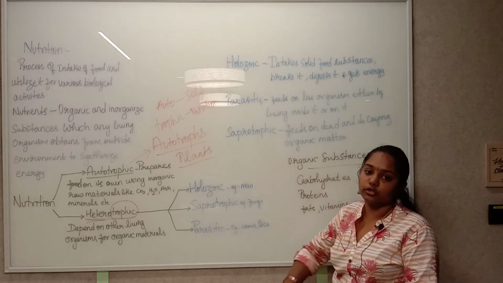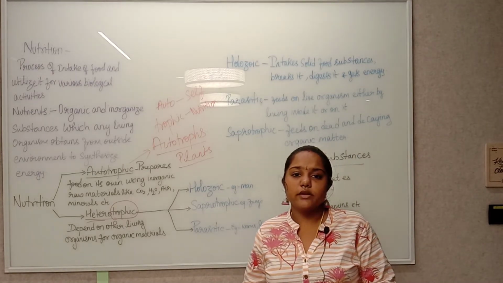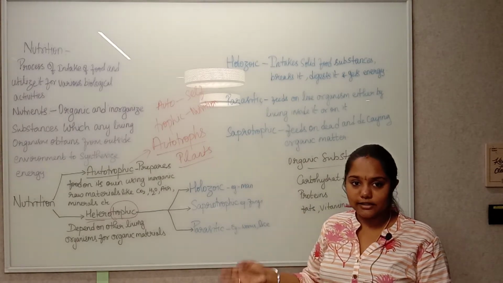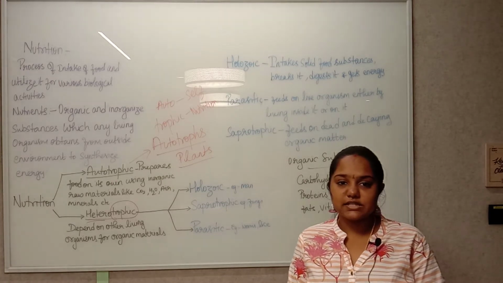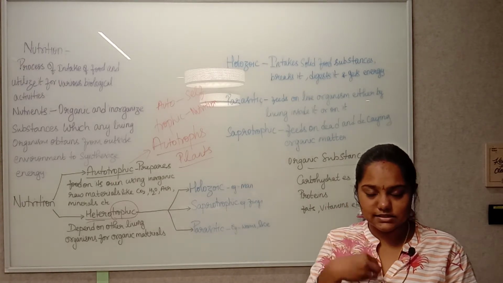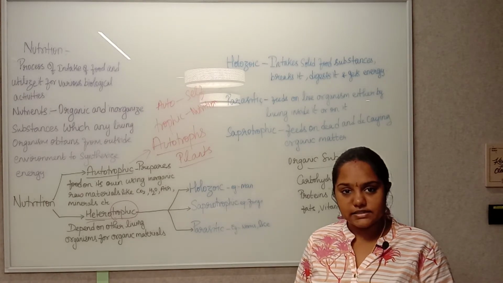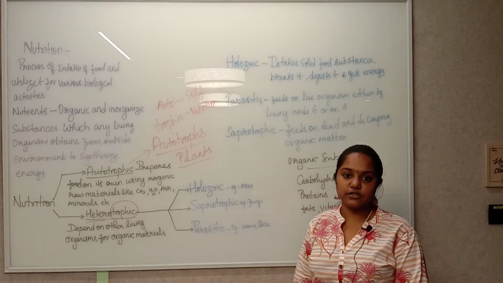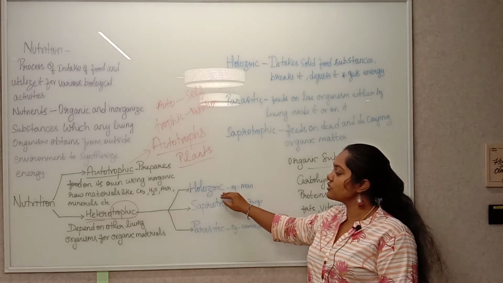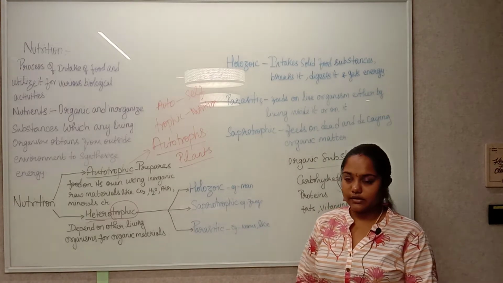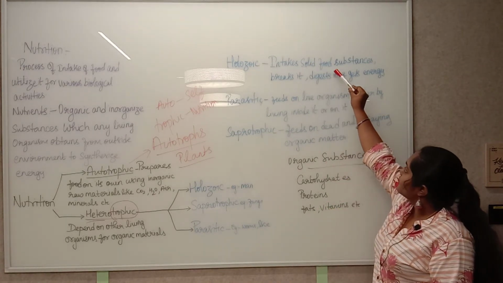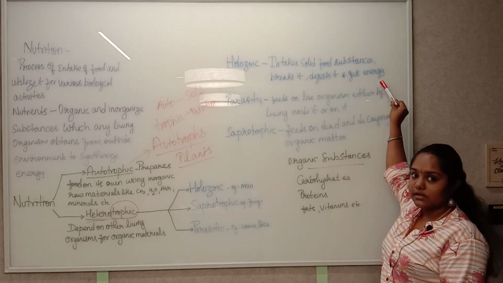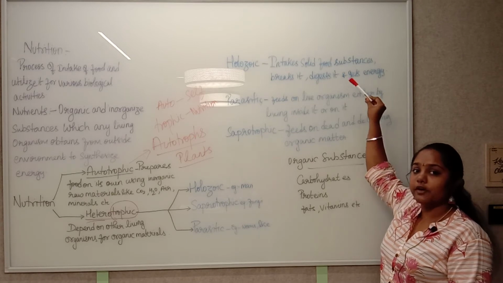Starting with holozoic. I have written the example man. It is not just human beings, it also includes other animals. I'll tell you why. The group of animals which has to take in solid food substances inside its mouth, break it, digest it and then get the energy are considered to perform the holozoic mode of heterotrophic nutrition. Clear? They have to take in solid food substances, break it, digest and then get the energy. So they are called the holozoic mode of heterotrophs.